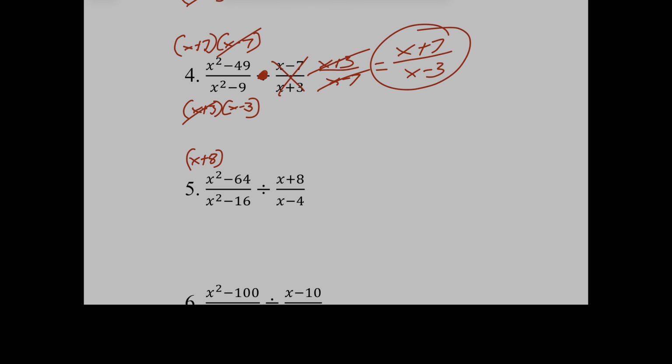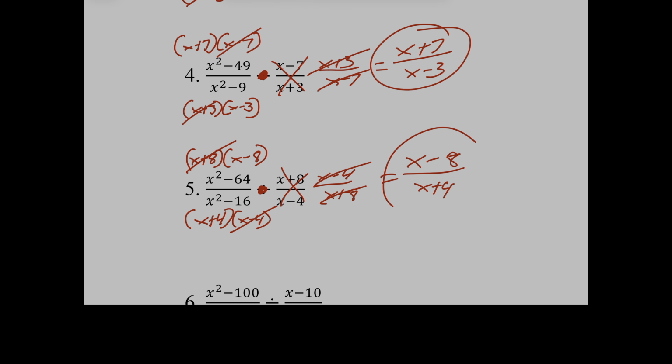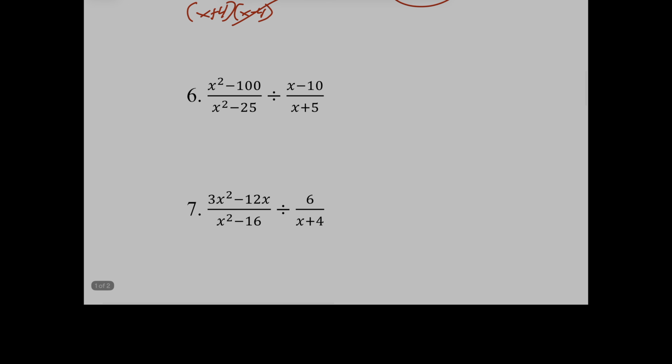Number 5, I have a difference of squares. X plus 8, x minus 8. Down below here, x plus 4, x minus 4. Now, this is the division, so I'm going to change it to multiplication and flip. Boom, boom. Okay, so now I have an x minus 4 and an x minus 4. I have an x plus 8 and an x plus 8. I am left with an x minus 8 over an x plus 4. Okay, let's go on to the next one.